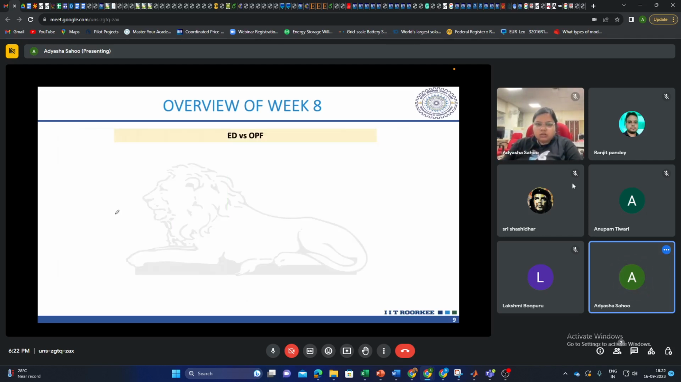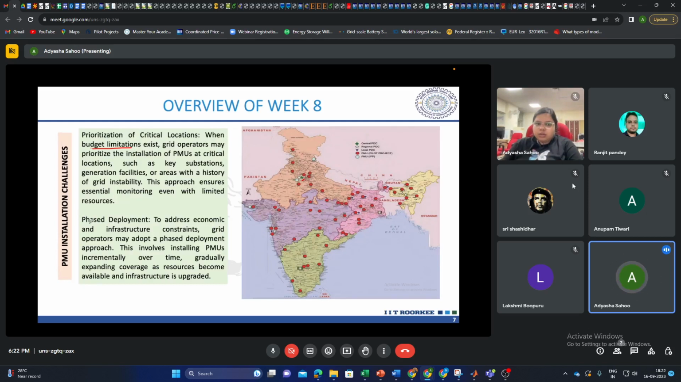So basically in this phased deployment, in the first stage we can go for the most critical ones, which are very, very important. After this stage is completed, we go for the second stage, where the next most important locations will have these devices installed. That way we can combat the economic challenge we are facing in installing these devices.